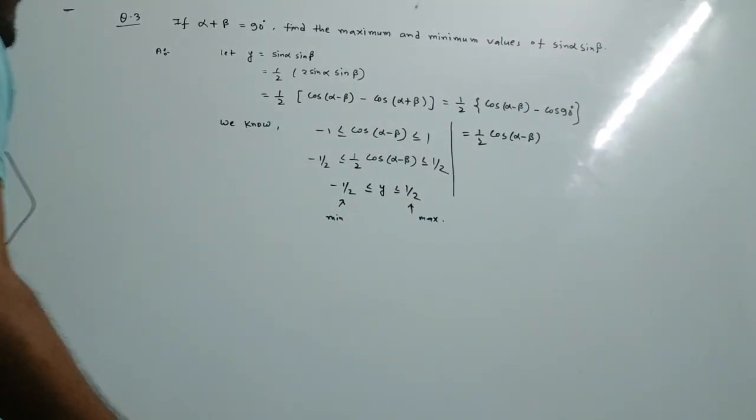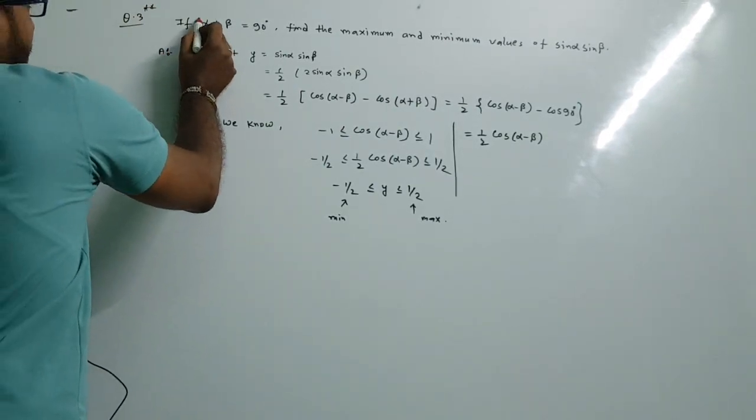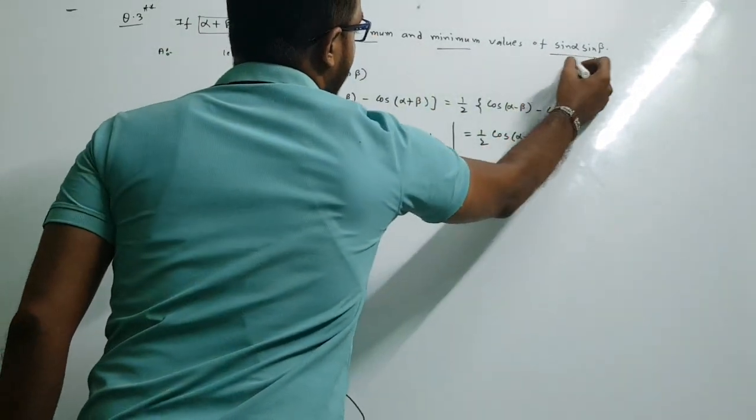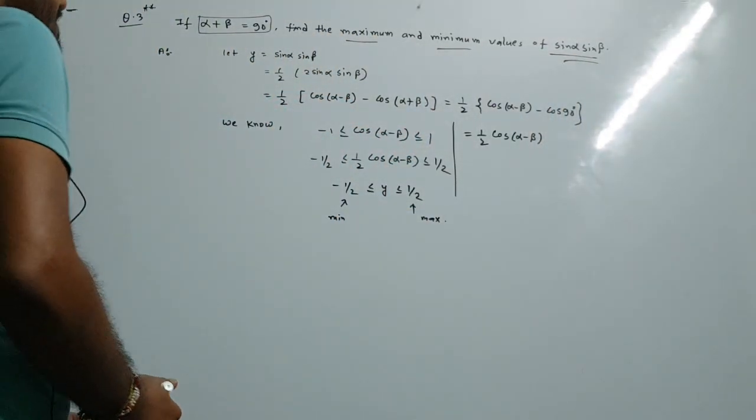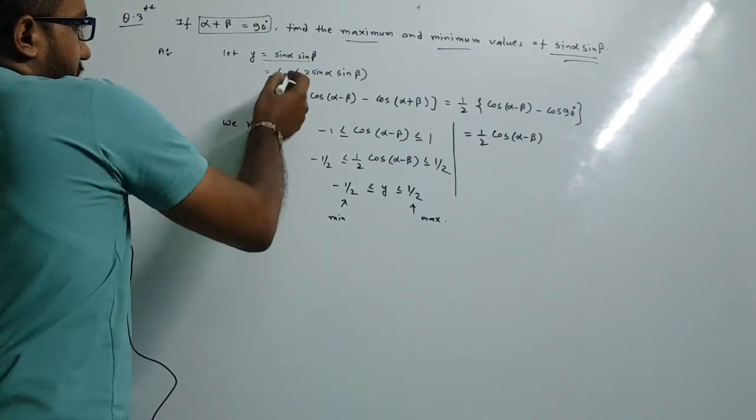Let us see another problem. This is also a wonderful problem. See, it is given if alpha plus beta equals 90 degree, find the maximum and minimum value of sin alpha plus sin beta. Let y equal sin alpha plus sin beta. Take half common and multiply by 2.